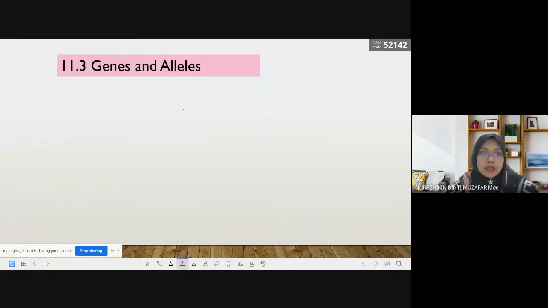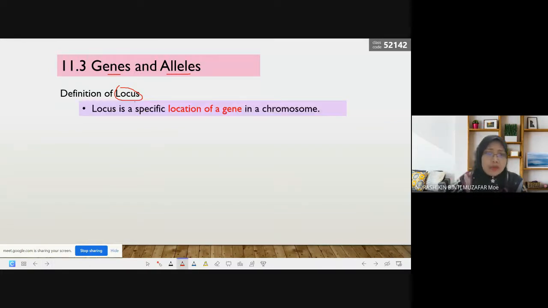So the last slide, about genes and alleles. I have already discussed this with you all. Genes and alleles. Alright, so what is the definition of locus? You also learn locus in maths. Locus is the specific location of a gene in a chromosome. So each gene must have its position or location on the chromosome, especially the homologous chromosome. So when they pair, we call them alleles.